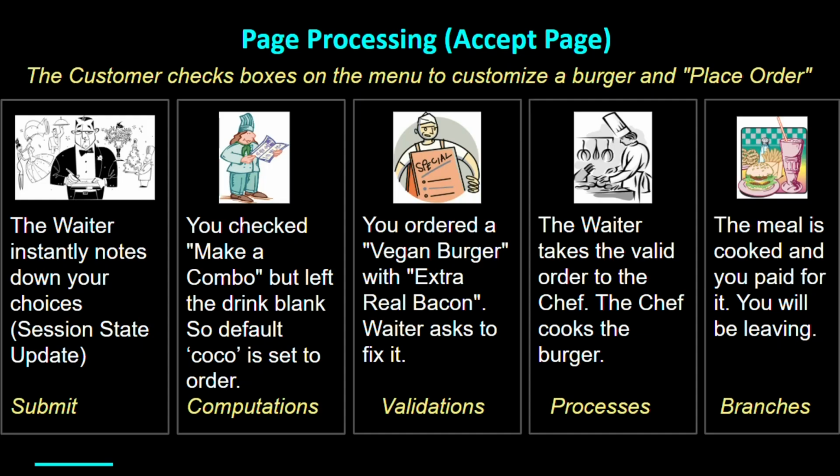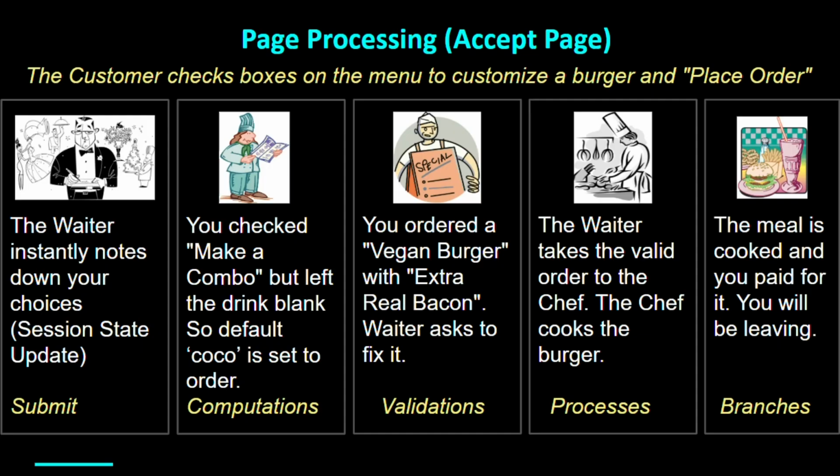Then the waiter reviews the order, notices you asked for a vegan burger, but you also ticked extra bacon. This triggers a validation error. The waiter stops and says, "Sir, this is an invalid combination." They hand the menu back and ask you to fix it, which renders the page again.